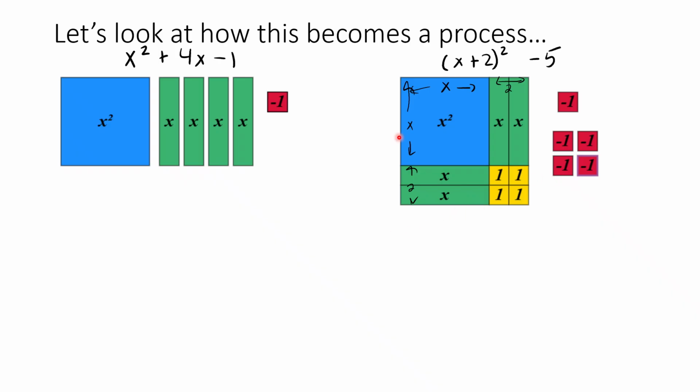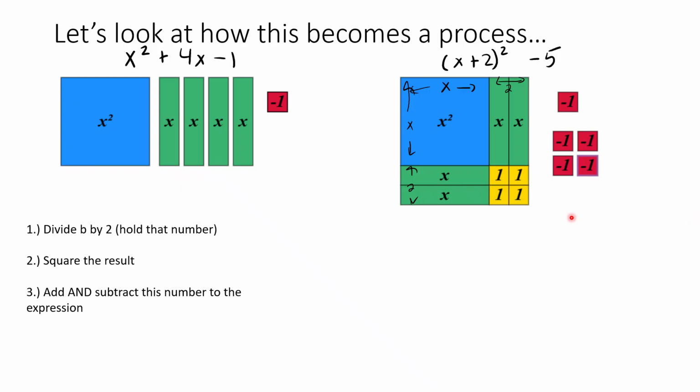So algebraically, without busting out your algebra tiles to do it, which is not a bad way to do it, but you might not always have them, or you might have some of the numbers that don't work out nice, we need to come up with an algebraic set of processes to do this. So here's what it looks like. You're going to take your b value and divide it by 2.